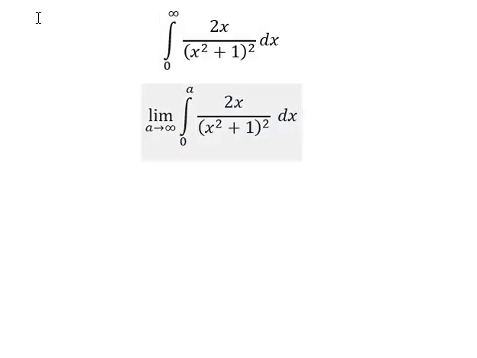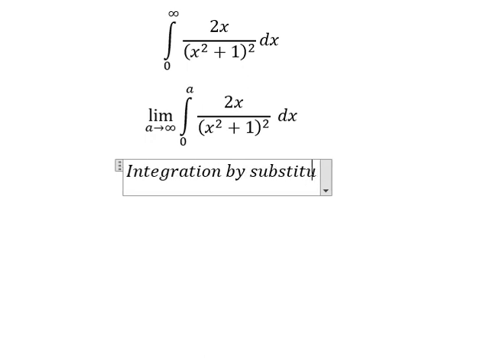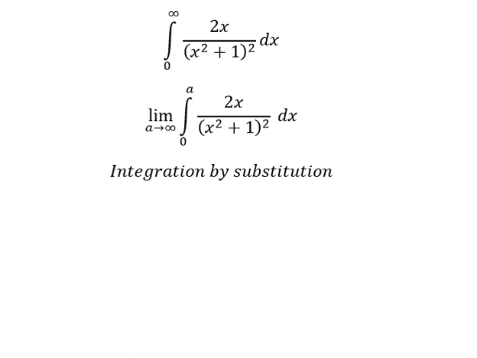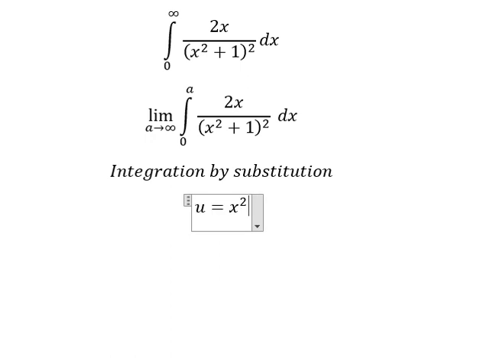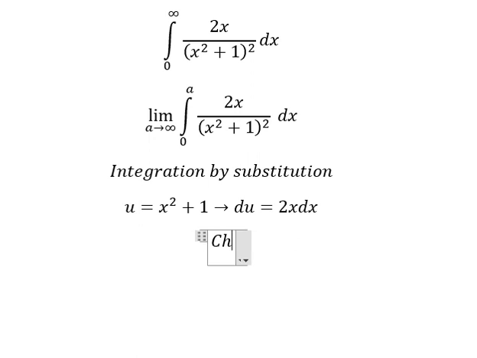Next, we can use integration by substitution. So I will put u equal to s squared plus 1. After that, we need to first take the derivative of both sides, with respect to s. Next, we need to change the bounds.